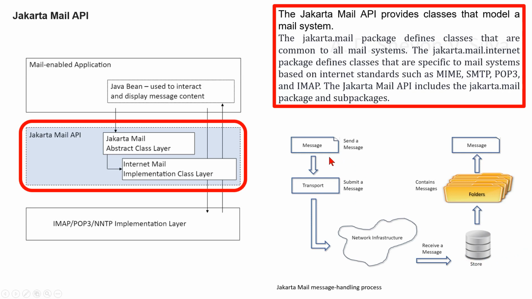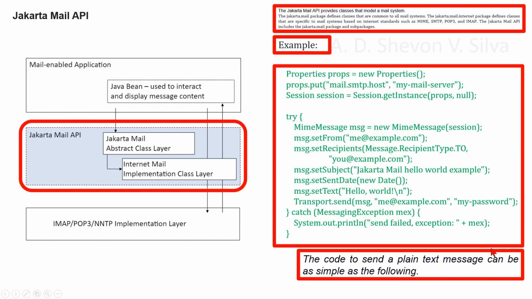Here you can see a message, send a message. Message is connected to transport. Here we submit a message. Transport is connected to network infrastructure. Network infrastructure is connected to store, and received messages pass from network infrastructure to store, and store is connected to folders. Folders contain messages, and folders are connected to message. Code to send a plain text message can be as simple as the following.